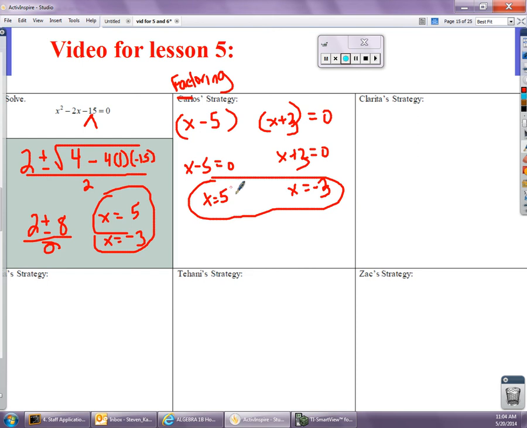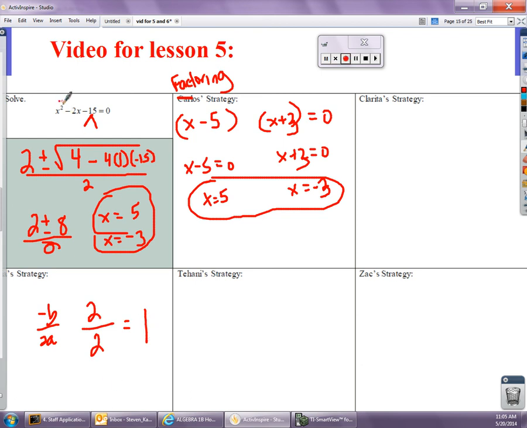The other strategies were actually completing the square. So again, this wouldn't be a strategy you'd necessarily use to do this kind of a problem. But if you had to turn this into vertex form, there's two ways to do it, and I'll show you both ways. First way is to find the vertex by doing negative b over 2a. So negative b is negative negative 2, which is positive 2, over 2 times 1, which is 2. So you get a positive 1. So the x-coordinate of the vertex is 1.